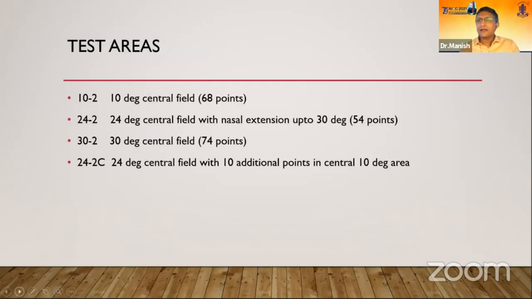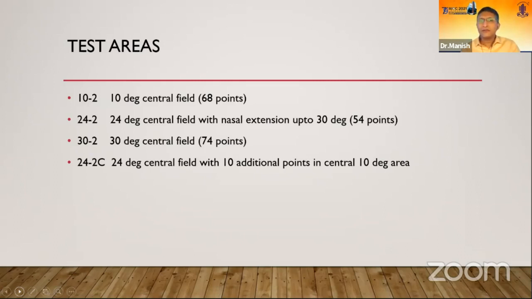Now coming to the second area, the areas which we are going to test. So you have these 10-2, 24-2, 30-2, and 24-2C. These are the test areas. The 10-2 test area tests only the central 10 degrees around fixation, and it tests 68 points. So it is pretty intensive for the central field.